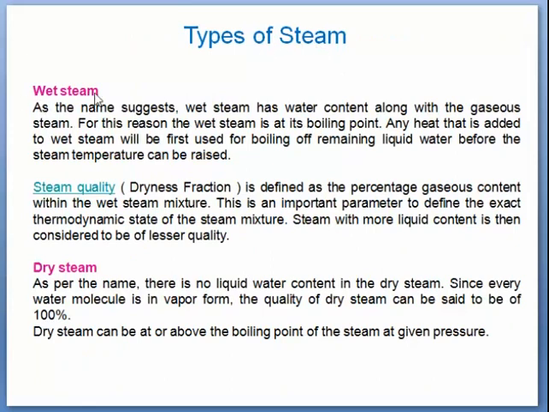So wet steam has water content along with the gaseous steam, and for this reason the wet steam is at its boiling point. Any heat that is added to wet steam will first be used for boiling the remaining liquid water before the steam temperature can be raised. So till all the liquid portion of steam is not converted into steam, the water will be taking the latent heat of vaporization till full conversion of liquid portion into vapor portion.